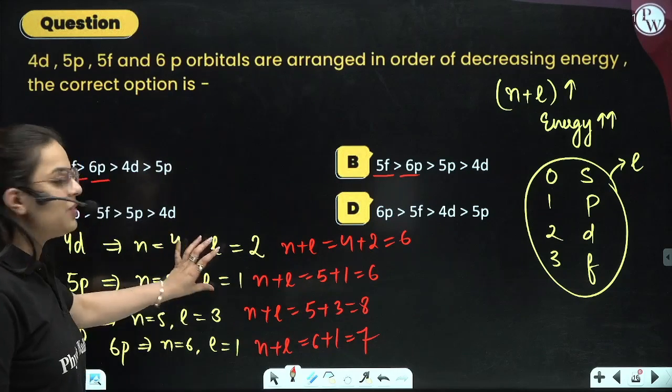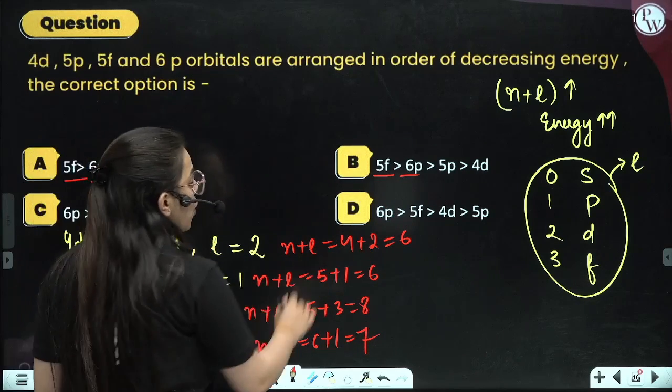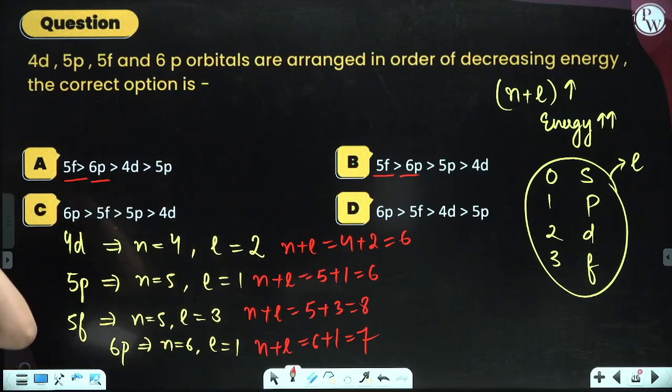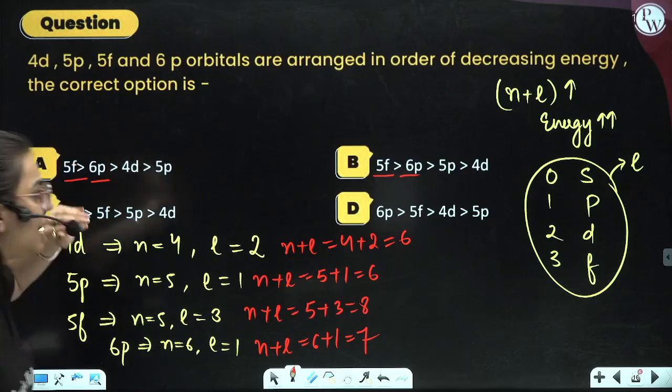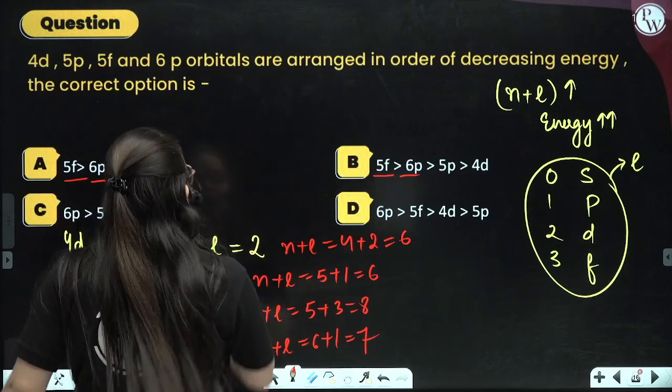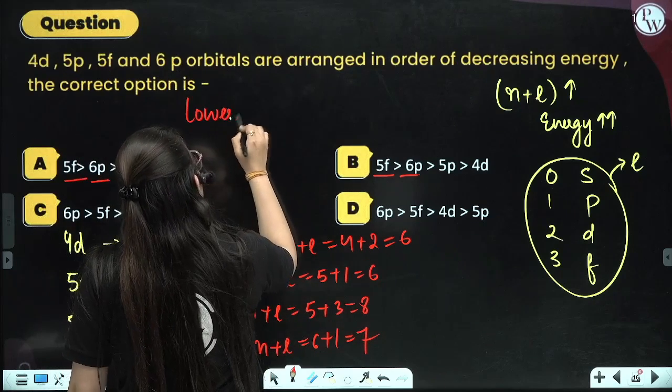Now see, both of them have the value of 6. So you should see over here, now listen to me very, very carefully. When the n plus l value is the same, you need to see the value of n. Lower the value of n.